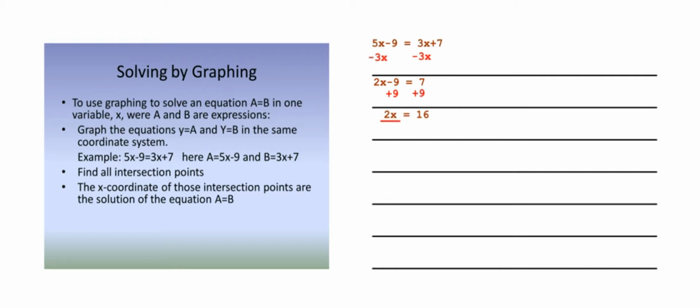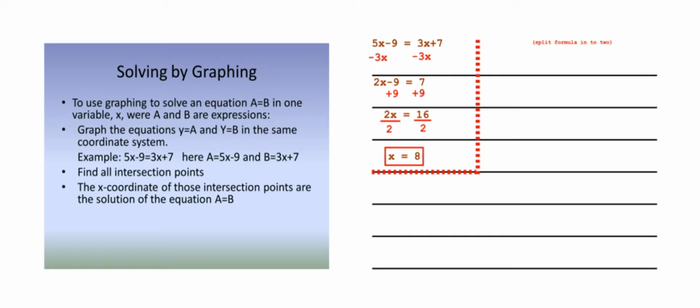Let's get rid of the 2 since it's multiplying with the x, via division. So divide by 2 on both sides of the equal sign. 2 divided by 2 cancels out. 16 divided by 2 gives us 8. So overall, we find that our answer is 8. We've actually just figured it out. You may have seen this before, right?